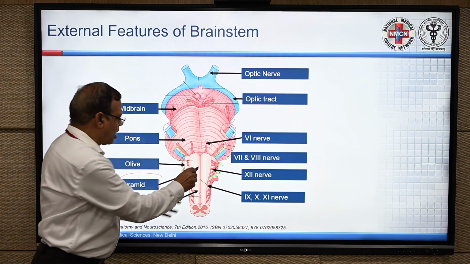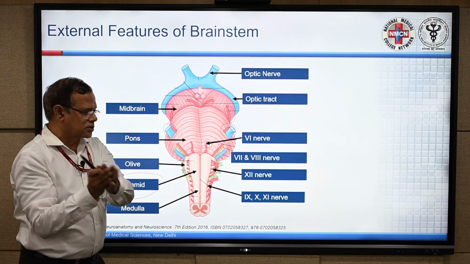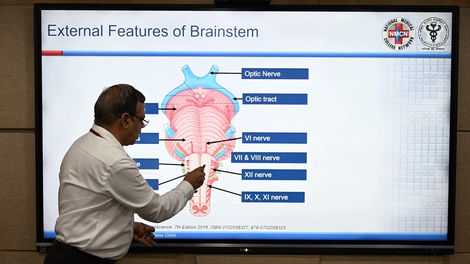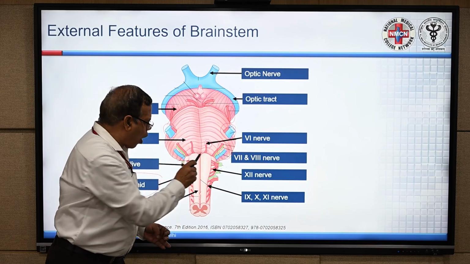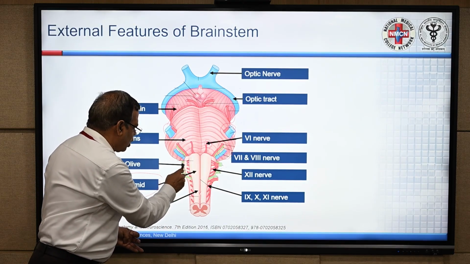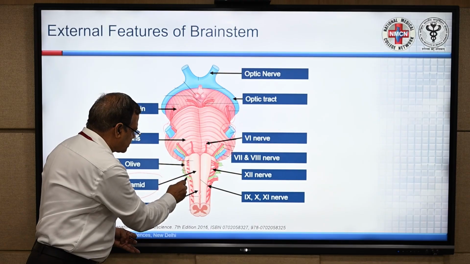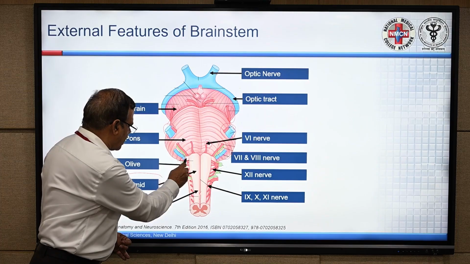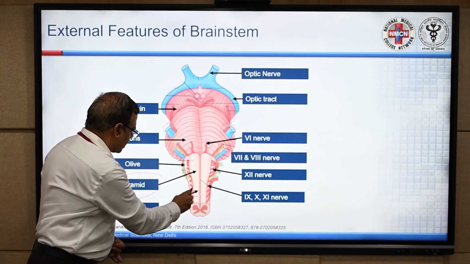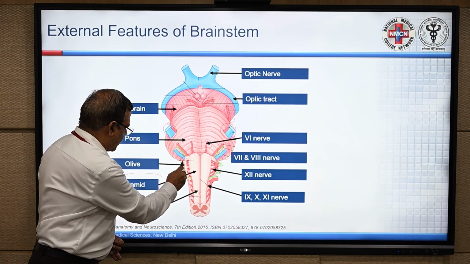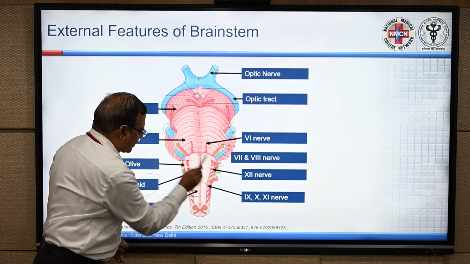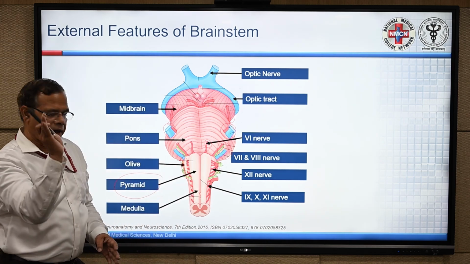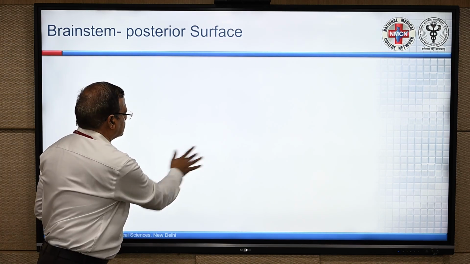Then one group of rootlets of nerves, you can see the 12th nerve, is between the pyramid and the olive. Posterior to the olive, one group of nerves you can see, these are the 9th, 10th and 11th. So, this is the 12th nerve and behind it are the 9th, 10th and 11th nerves. These are the attachments of the 9th, 10th and 11th nerves.